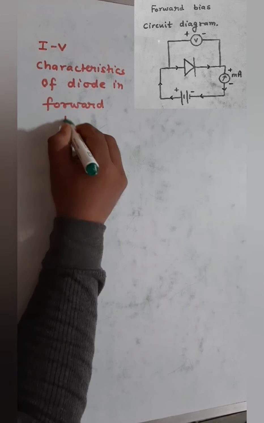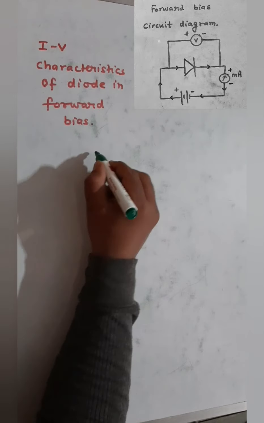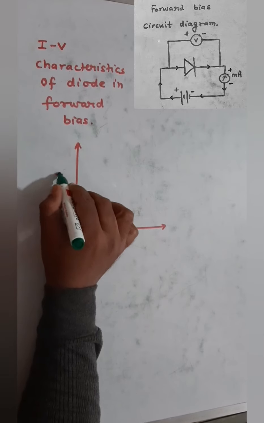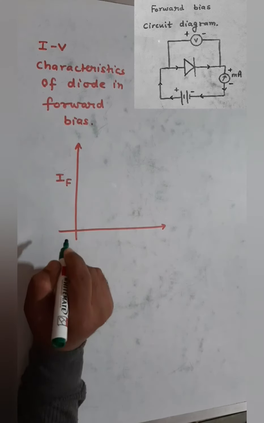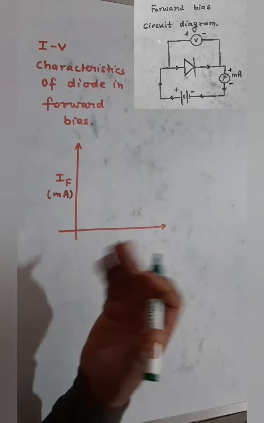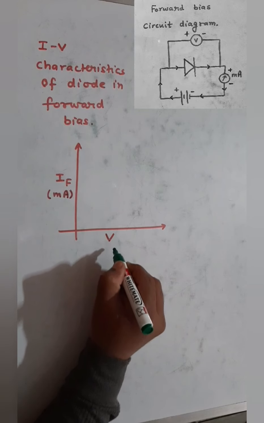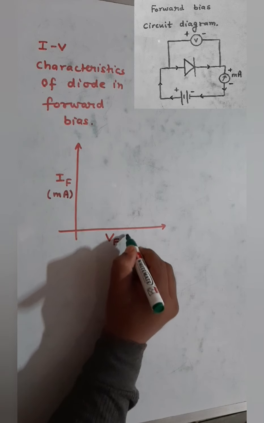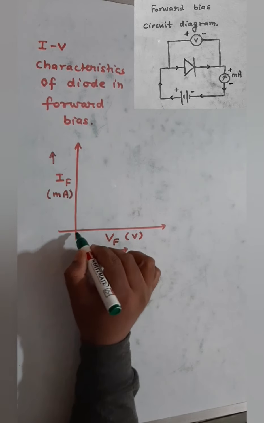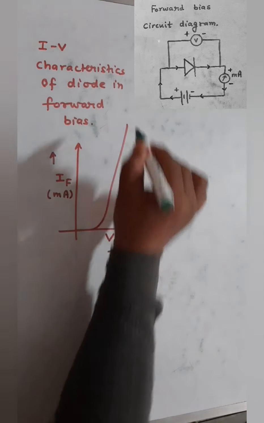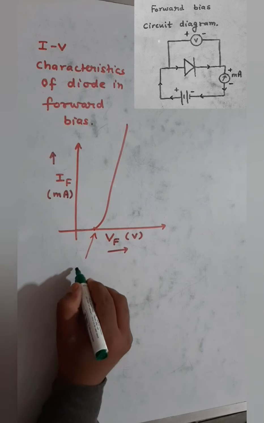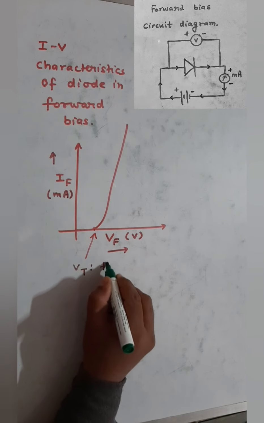Okay, so we can take current on the y-axis and it will be forward current, so I can label it as IF, and the units will be milliampere because the forward bias current is of the order of milliampere, and this is your forward voltage, the applied voltage, and it is taken in volts. Okay, so the basic plot is like this, and the point where this takes place, the value of this voltage, is called the threshold voltage.